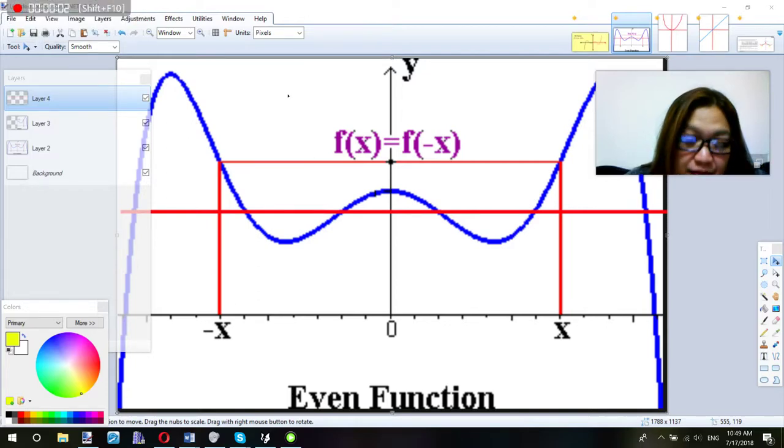Hello again. So today we'll be going through 1995 or 1991 AB5. Before I do, I want to go back over even and odd functions.